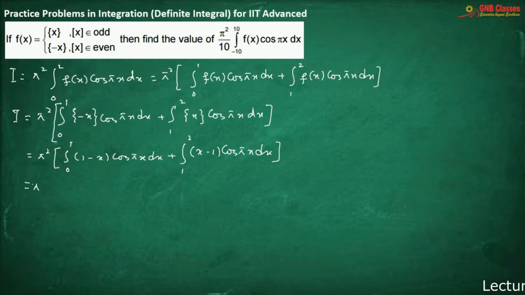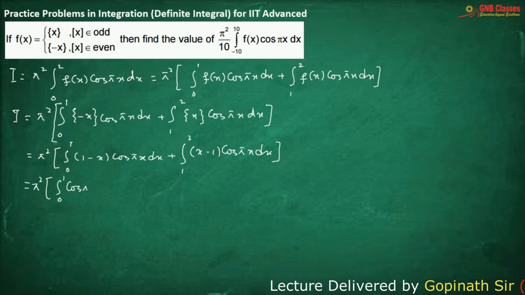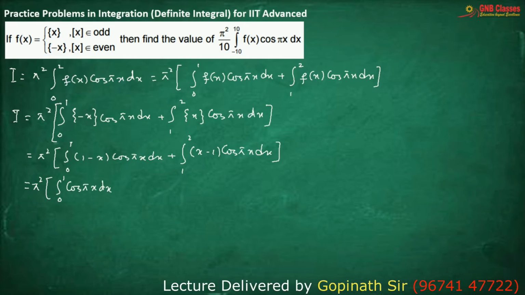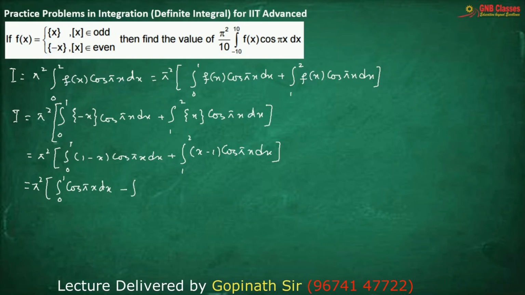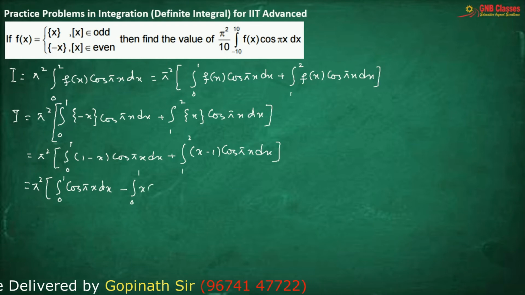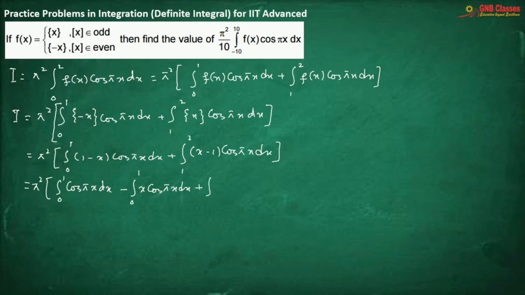So let me separate it. Pi square times the integral from 0 to 1 of cos(pi x) dx minus the integral from 0 to 1 of x cos(pi x) dx plus the integral from 1 to 2 of x cos(pi x) dx minus the integral from 1 to 2 of cos(pi x) dx, right? Is it clear?